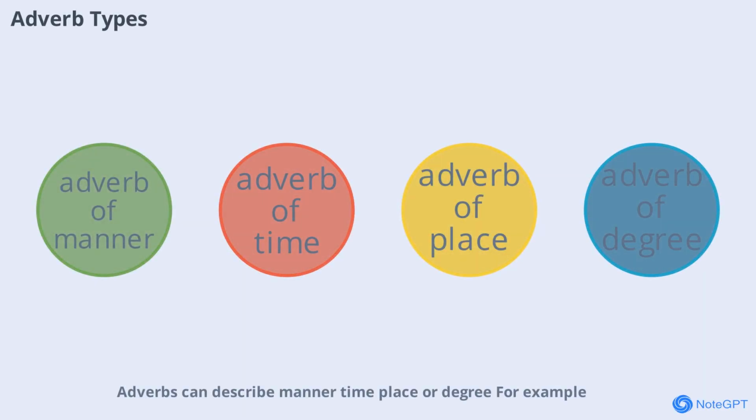Adverbs can describe manner, time, place, or degree. For example, quickly tells how, yesterday tells when, here tells where, and very tells to what degree. Using different types of adverbs helps you give more information in your sentences.